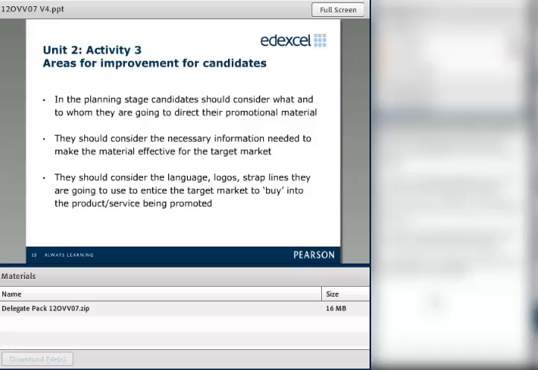Right, so to go back to the leaflet thing, quite often they put the necessary information in, but they didn't actually sell the product, because don't forget they are into sales and promotion here. So we wanted them to consider the language that they could use that would be relevant to the target market they're going for. They can think about logos, they can think about strap lines, how they're actually going to entice the target market to buy, okay? And that's really what moves them into the higher mark bands, because then they're actually understanding how they're going to sell the product, and hopefully that'll move them on.